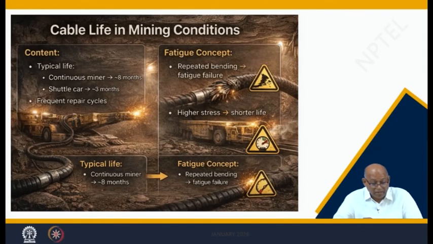So, what is the cable life? Continuous miner cable life is 8 months. For example, for the drag line, continuous miner, shuttle car, it is 3 months. Frequent repair is required, as you can see. Typical life of a continuous miner cable is 8 months. Repeated bending, etc., is there in a continuous miner. Therefore, you can imagine the kind of cable expenses in mines.